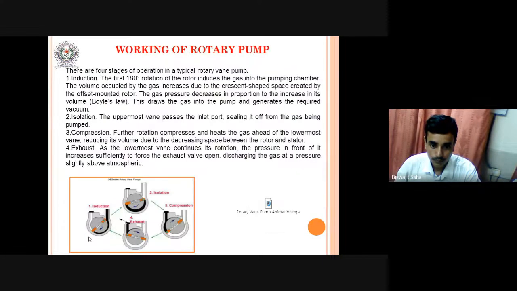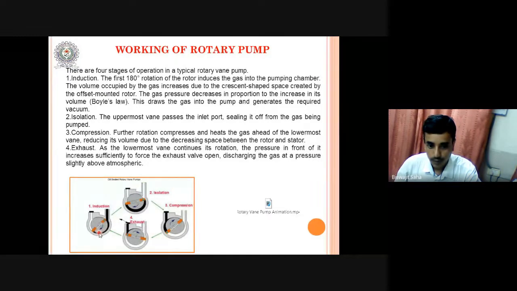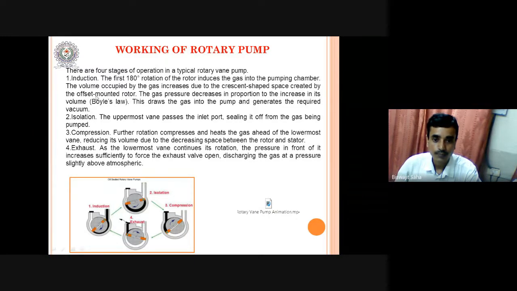Yeah, so this one. This black part is now just trapped. In the second figure, it is very clear that these black gas molecules are now trapped. You can see that, by Boyle's law, gas pressure decreases in proportion to the increase in its volume. This draws the gas into the pump and generates the required vacuum.